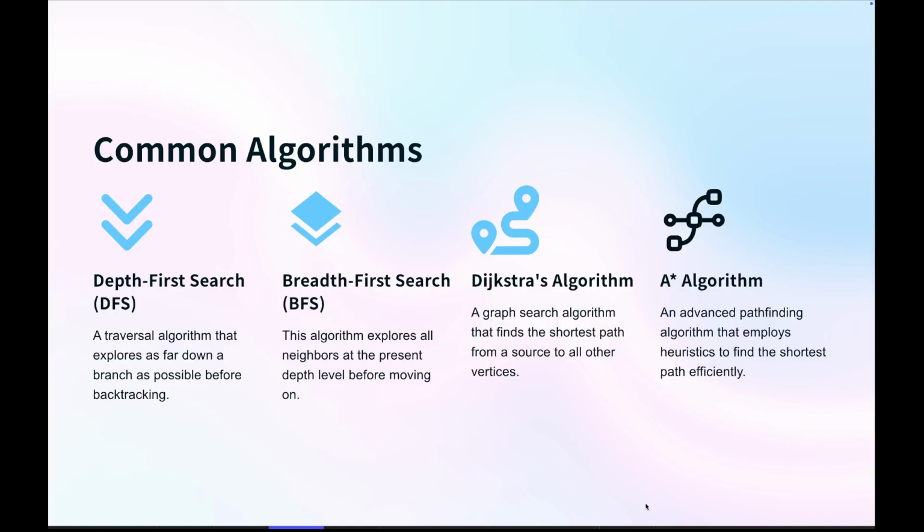Next, we have breadth first search, or BFS. It explores level by level, making it ideal for finding the shortest path in unweighted graphs. Now let's talk about Dijkstra's algorithm. This algorithm is very popular among graph data structures, and it finds the shortest path in weighted graphs.